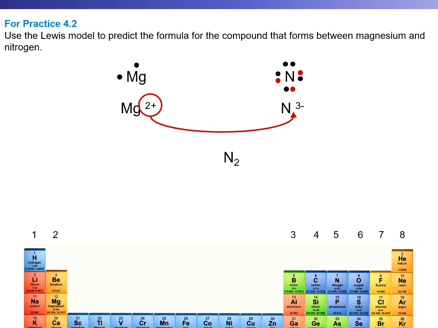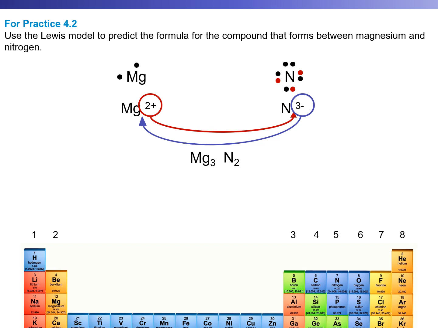And then what we're going to do is take what's in the superscript of our second term, which is the 3, the value of that. We're not worried about the charge, we just want the value, which is 3. And then we're going to drop that in the subscript for the first term, which means we've got 3 magnesiums.